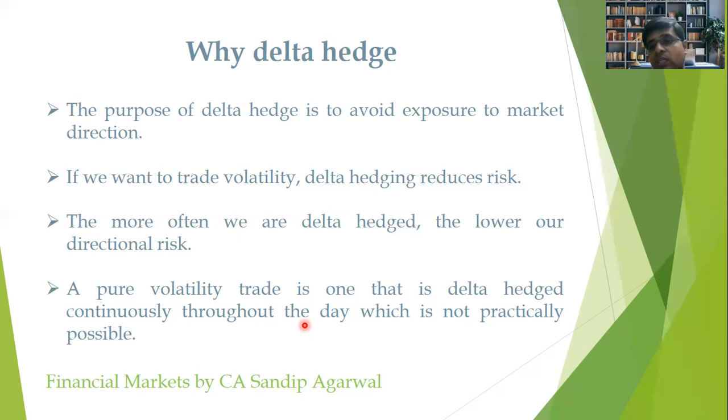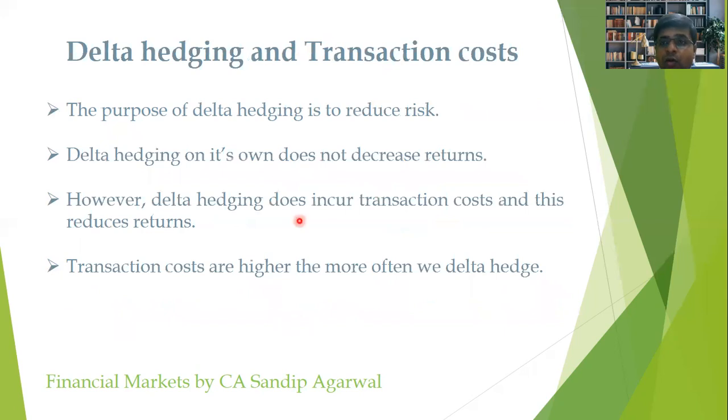So even though the person can adjust the position after the market opens, it is not always possible to adjust his option selling portfolio to a delta hedge. So there will always be a bit of market direction risk open in terms of the open delta position. Now the purpose of delta hedging is always to reduce risk.